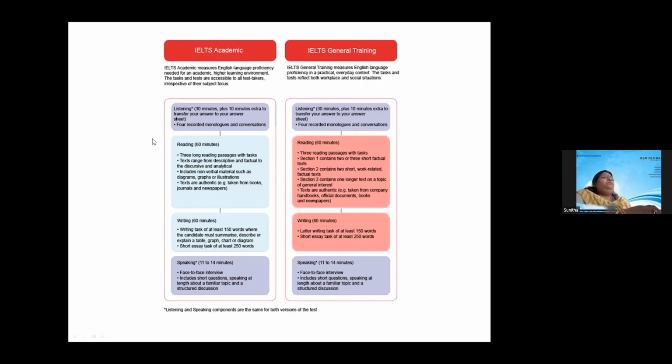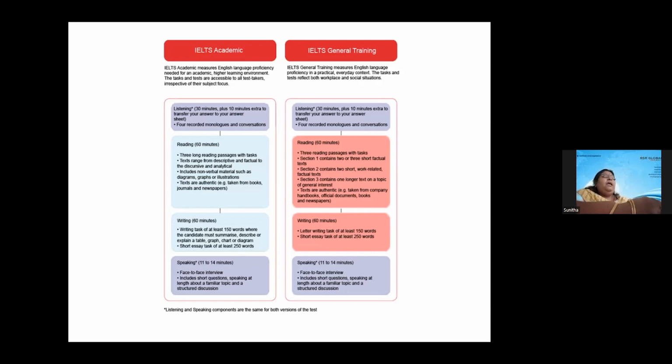Writing tasks in academic. In task 1, they will give you a graph, table, chart, or a diagram to summarize, describe, or explain, and you will be given 20 minutes, and you have to write a minimum of 150 words. But in general, task 1 is a letter writing task, again 150 words in 20 minutes. Task 2 for both general and academic is the same essay task, and you have to write a minimum of 250 words in 40 minutes.